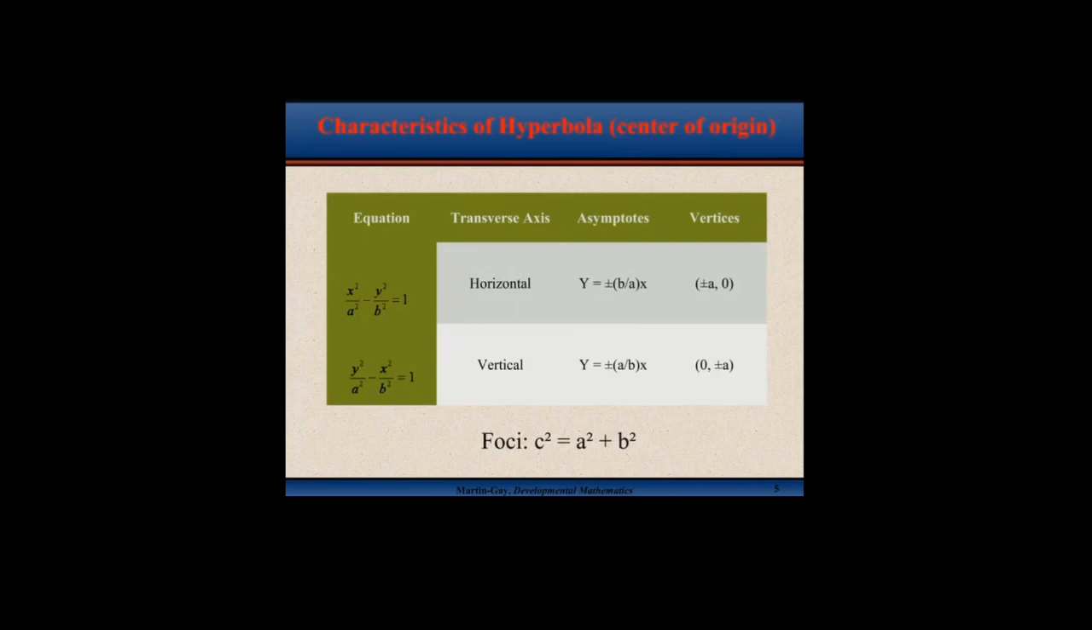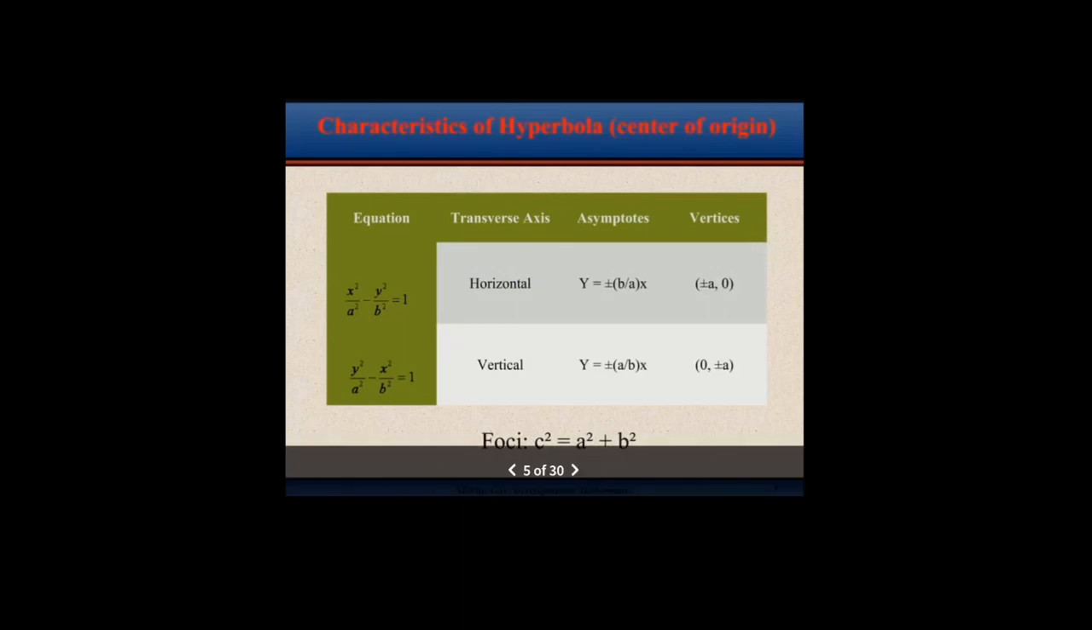If the equation is y squared over a squared minus x squared over b squared is equal to 1, the transverse axis is vertical. Then the asymptotes are y is equal to positive negative the quantity of a over b x. Then the vertices are the quantity of 0 and positive negative a. The foci formula is c squared is equal to a squared plus b squared.